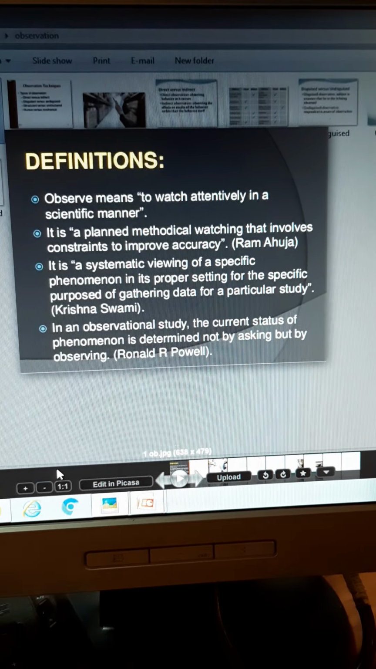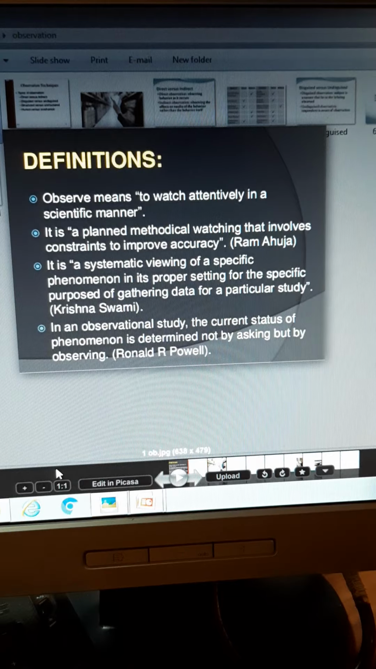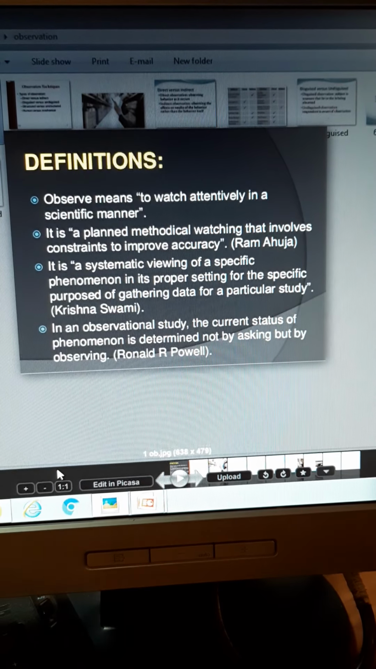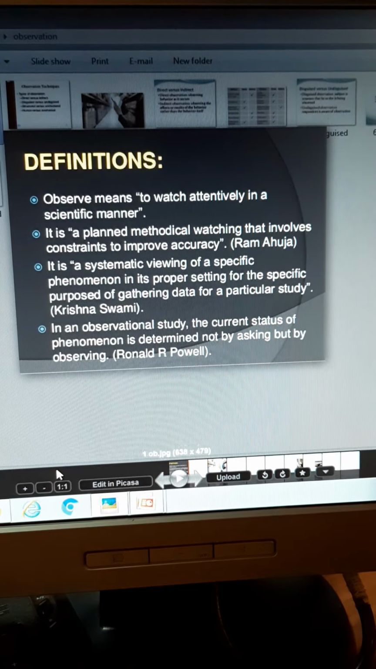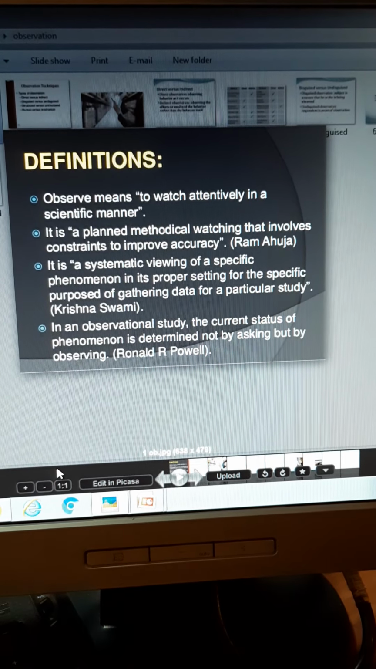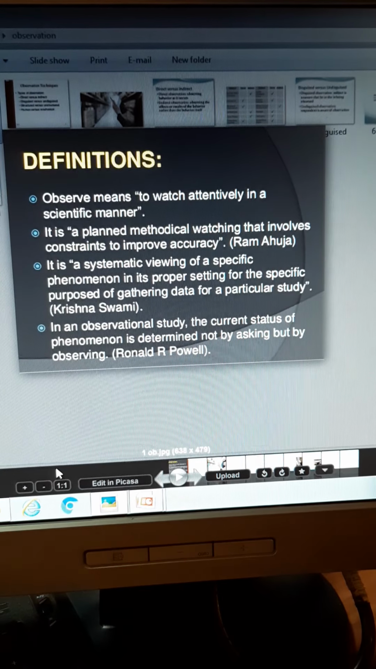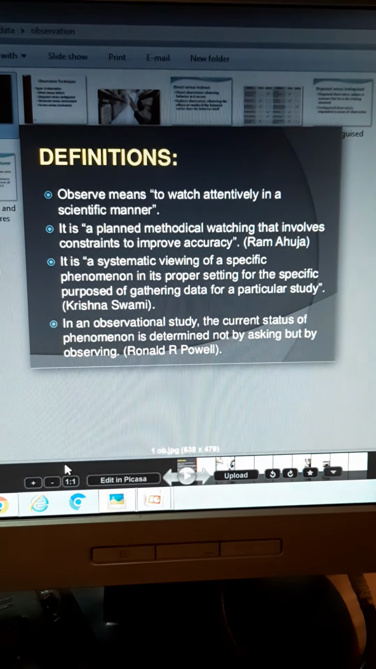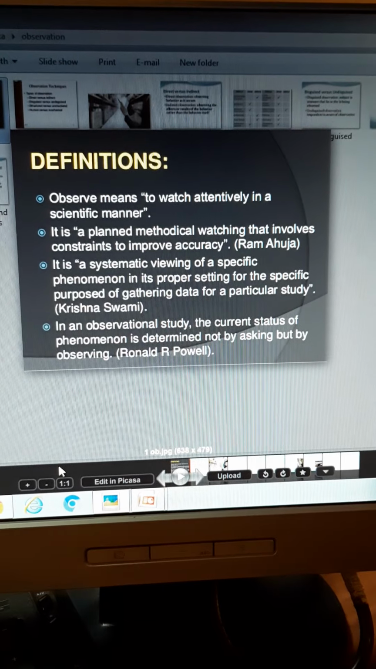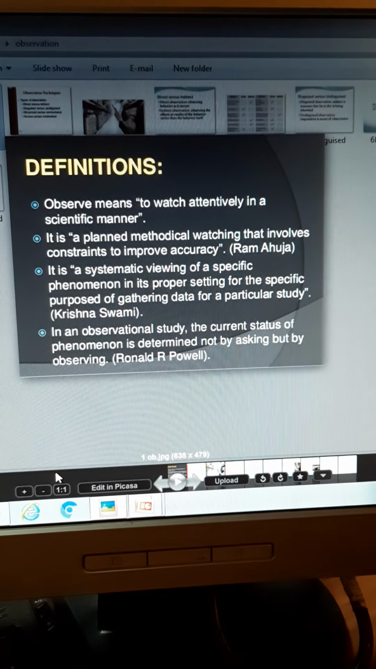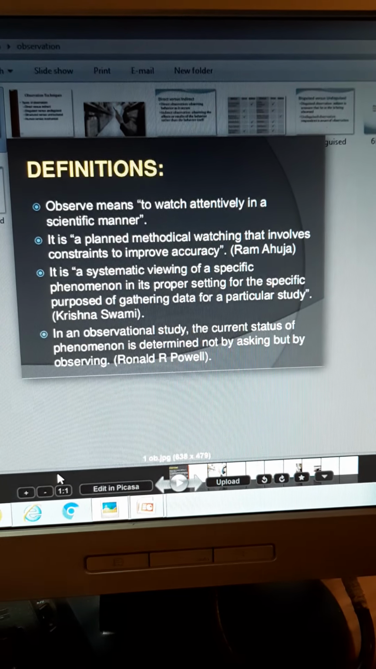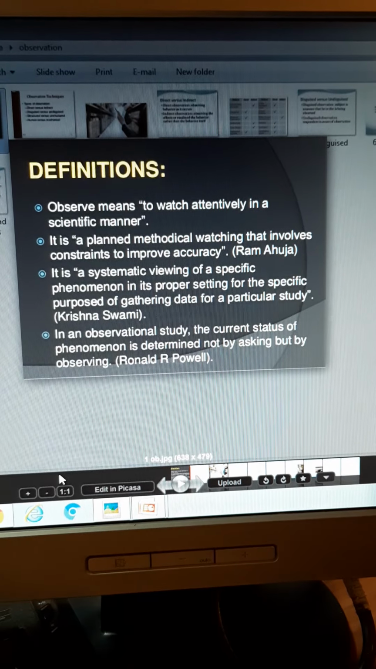Another example, a senior manager goes to the shop floor. What is the specific purpose? He wants to see how the workers are performing, and what information he is gathering. He is finding out from them a variety of things that he wants to know. So these are all the various examples of systematic viewing.